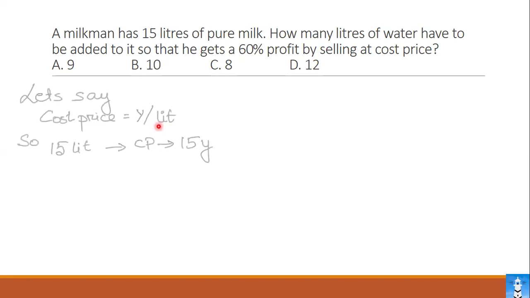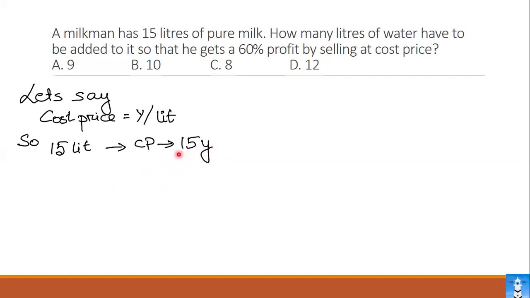Let's say the cost price of the milk is Y per liter. You can take any variable in place of Y. Now 15 liters at cost price would be 15Y. Now, you have to make a profit of 60%, so the selling price is 1.6 into 15Y, right? So 1.6 into 15Y, this is from the cost price.